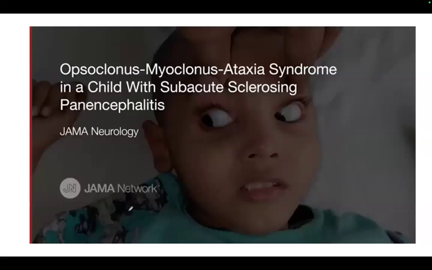Now here, got this from the net. Opsoclonus myoclonus ataxia syndrome in a child with subacute sclerosing panencephalitis, or what we commonly call SSPE. Question: what's the most common virus associated with SSPE? Okay, it is measles virus. Measles virus is the most common virus associated with SSPE.